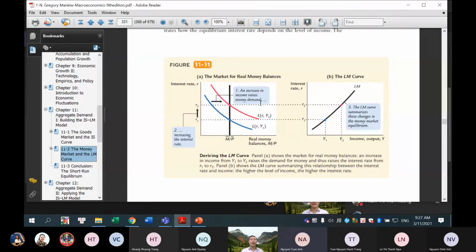It's different from the money in your pocket. The money in your pocket is the money supply, but the money you want to hold in your pocket is the money demand. So please be careful with those words. So the money demand is the money you want to hold in the pocket. Yes, it will be more.